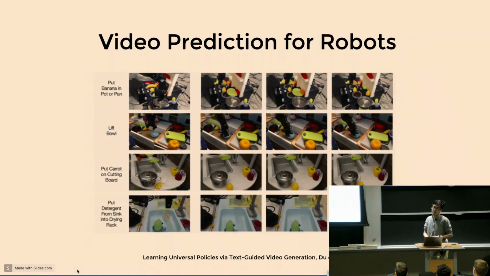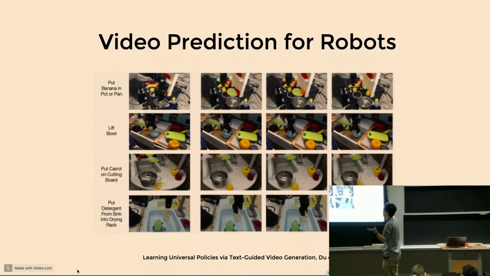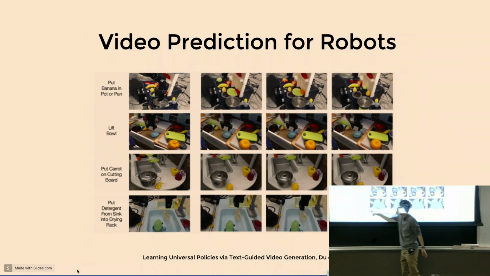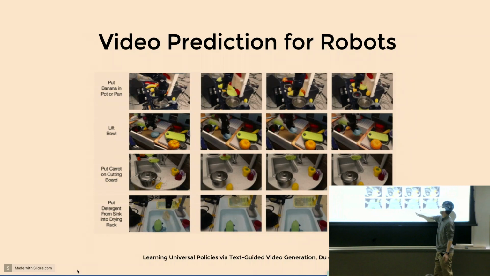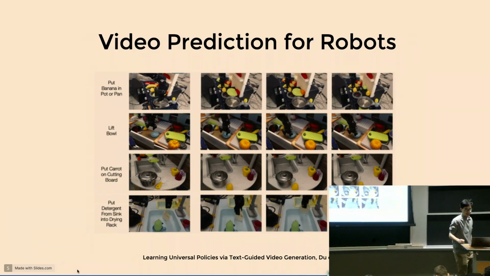This is another video from UniPy. You can see that these are also very complicated things. I just give a text prompt like, put detergent from sink into drying rack, something like this, right? You will see this generalized to this scenario.